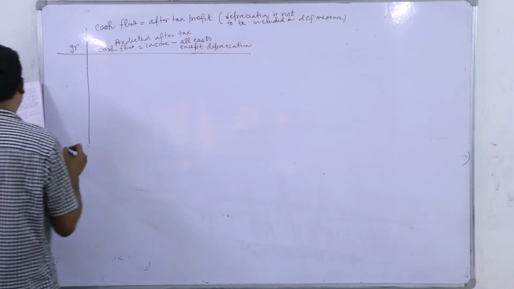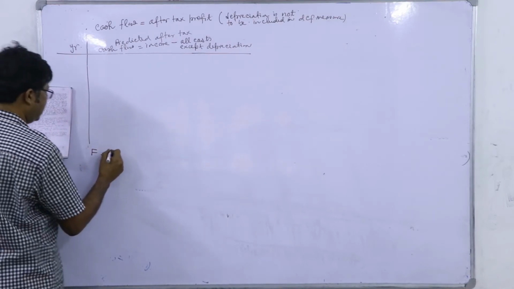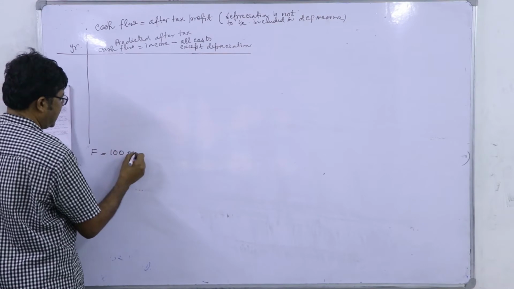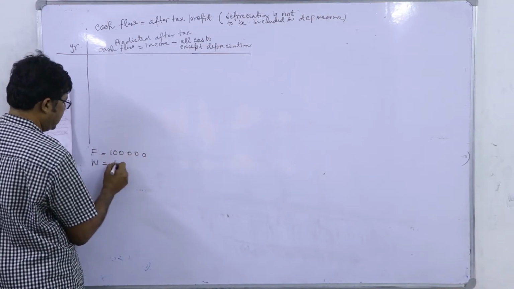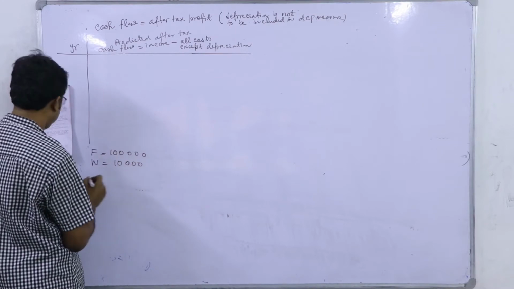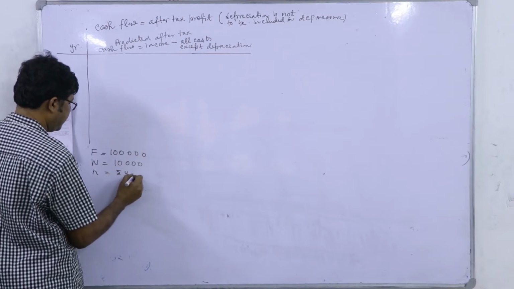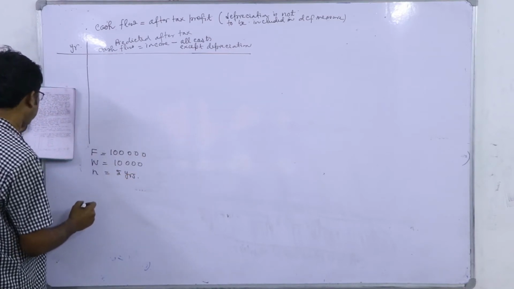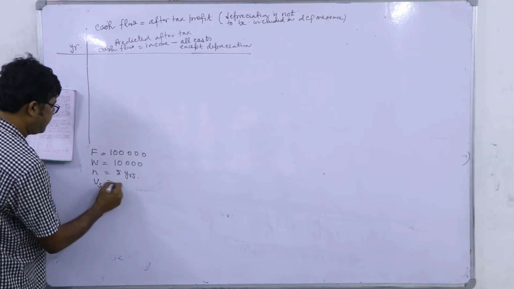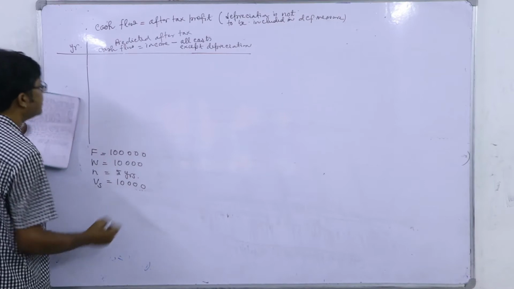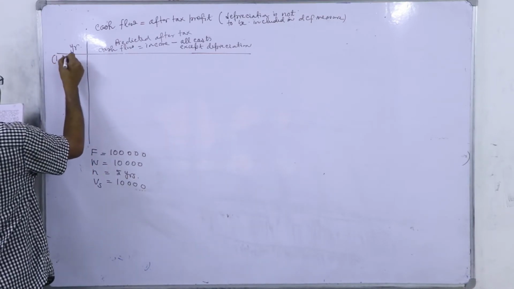Right. Now, what is given? The fixed capital investment is 1 lakh. The working capital investment is 10,000, any unit. Service life is 5 years. And the salvage value is 10,000. And so our total initial investment is 1,10,000.